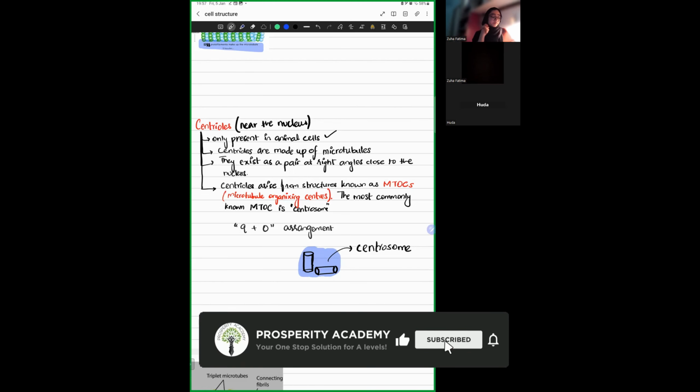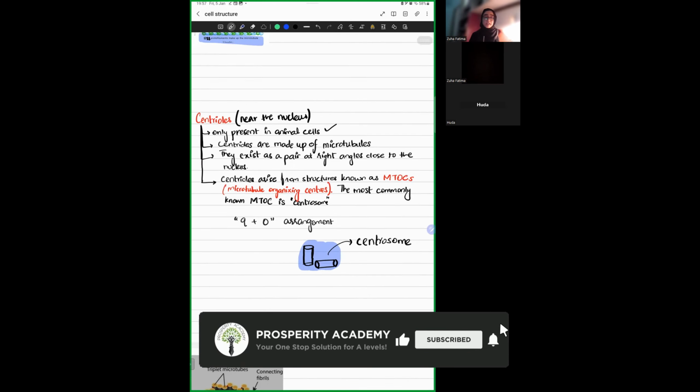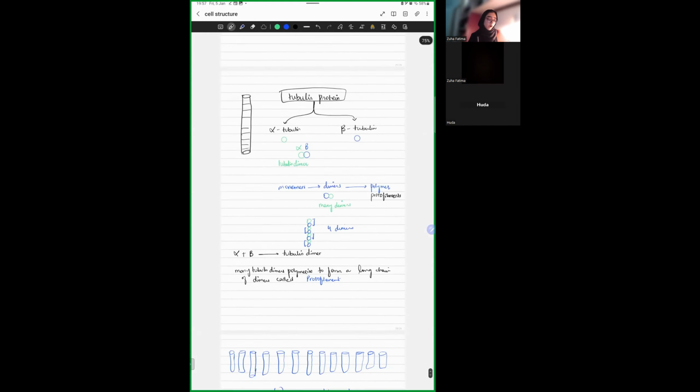Okay, perfect. Now, let's understand the arrangement of a centriole. So, as of yet, what we studied was that we have tubulin proteins. Those tubulin proteins are of two types, alpha and beta. They come together to form a tubulin dimer, and those dimers polymerize to form protofilament, and 13 protofilaments make up one microtubule. ठीक है जी?